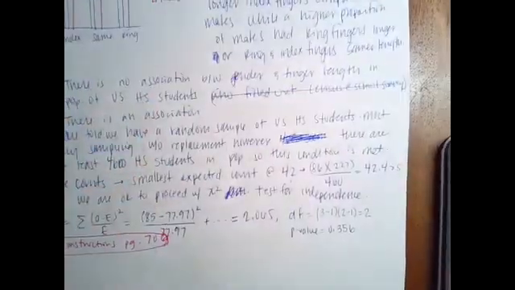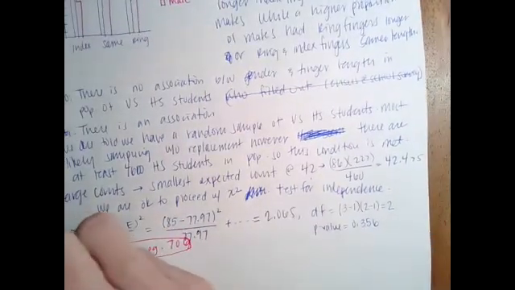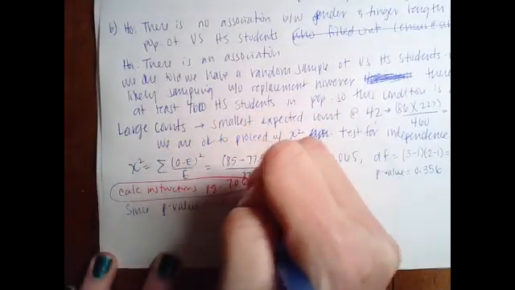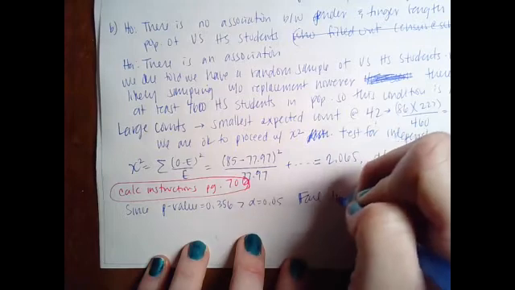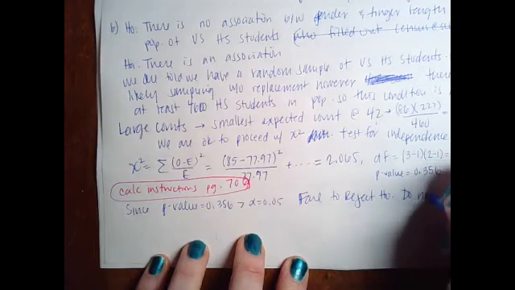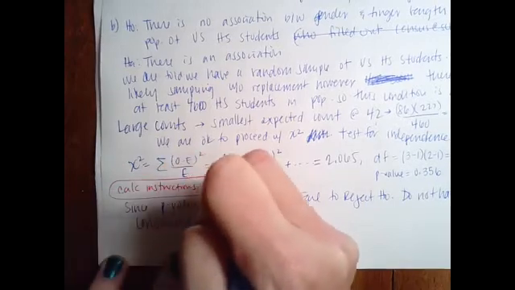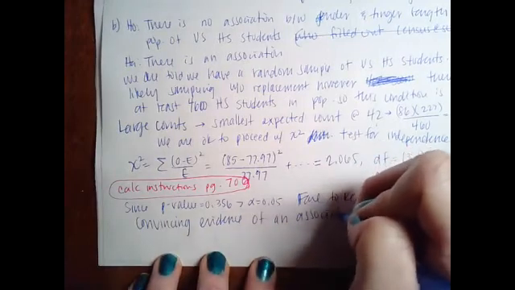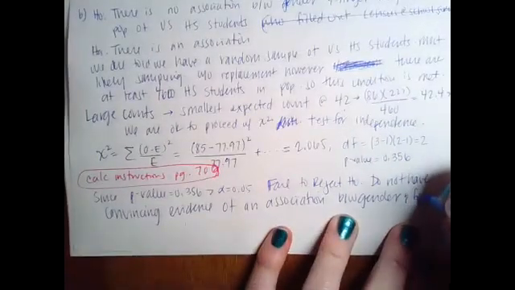Okay, and so then your conclusion is going to be like we always do. So we've got a really large p-value, right? So since our p-value 0.356 is greater than our alpha at 0.05, we fail to reject the null hypothesis. So that means we do not have convincing evidence of an association between gender and finger length.